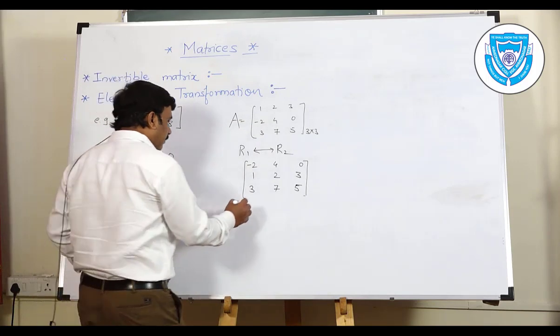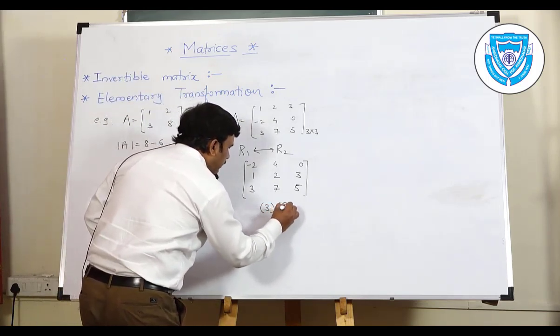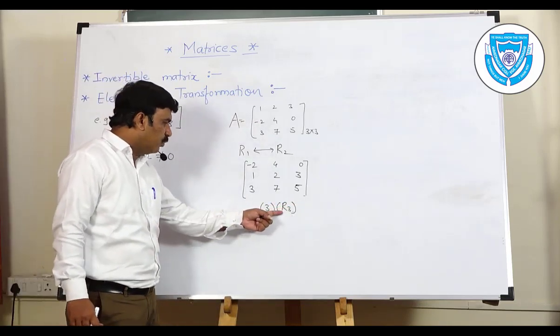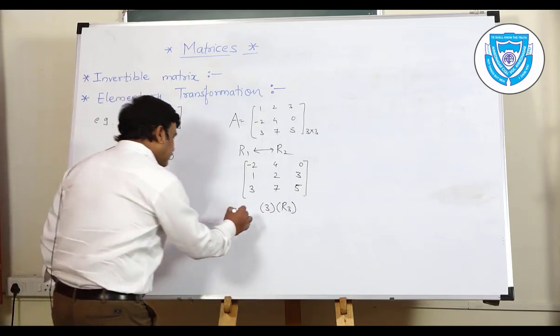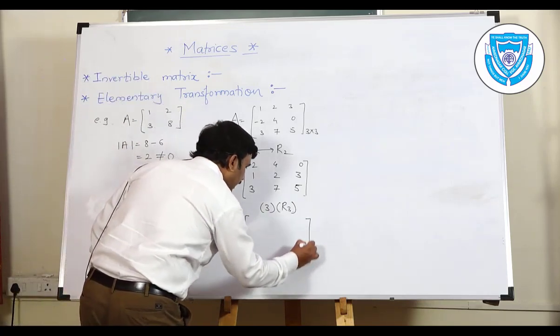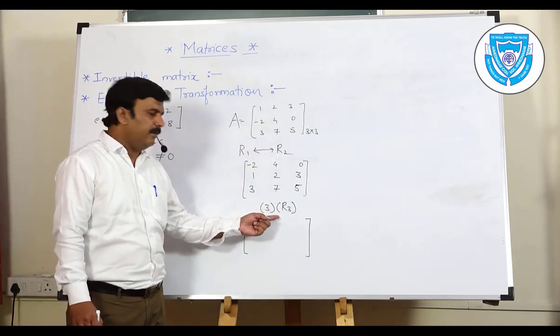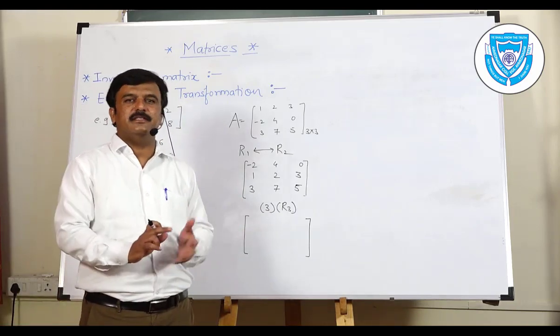Look at this particular operation. Suppose 3 into R3. It means that here we are multiplying the third row by 3. Let us see what happens after multiplying the third row by 3. As you can see, we are multiplying R3 by 3, so only the third row will change and the first row will remain as it is.